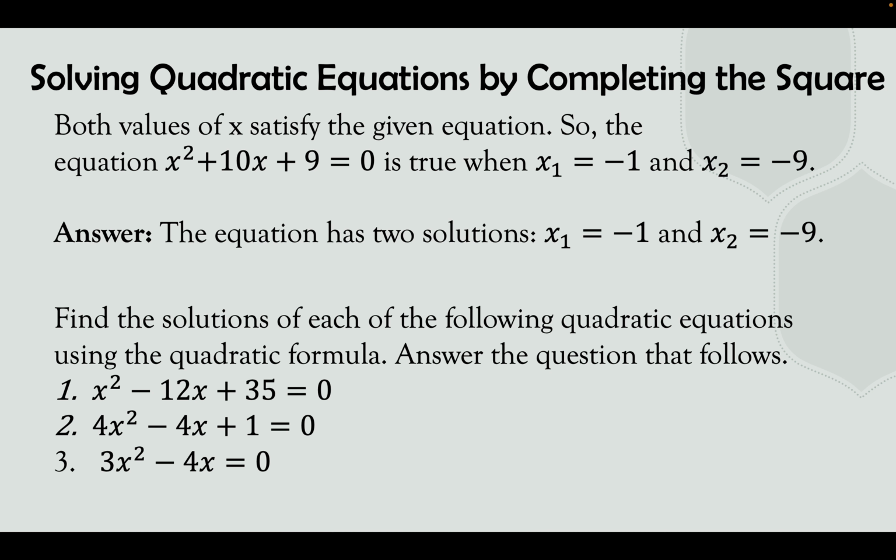Now, if you are my student, I want you to find the solution of each of the following quadratic equations using the quadratic formula. Answer the questions that follow. Number 1, x squared minus 12x plus 35 is equal to 0. Number 2, we have 4x squared minus 4x plus 1 equals 0. Number 3, we have 3x squared minus 4x is equal to 0. We just need to follow our steps, no? What we've discussed earlier. Submit this one in the next meeting.